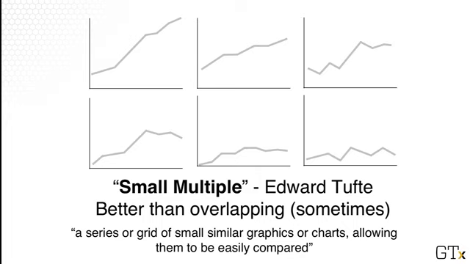So small multiples means using a series or grid of small similar graphics. Usually using the same range in the axes, horizontal and vertical, and putting all these charts in a grid so that they can be very easily compared. In this case, you will see that we have 6 charts. All the horizontal axes you can expect to have the same time range, and all the vertical axes you can expect to have the same vertical range as well.